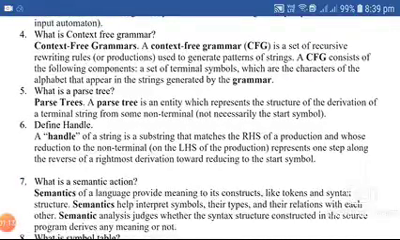Next question, sixth question, define handle. A handle of a string is a substring that matches the RHS of a production and whose reduction to the non-terminal represents one step along the reverse of a rightmost derivation towards reducing to the start symbol.